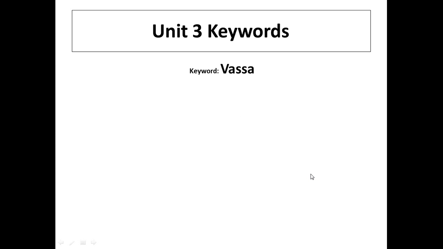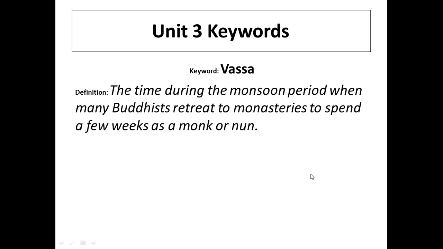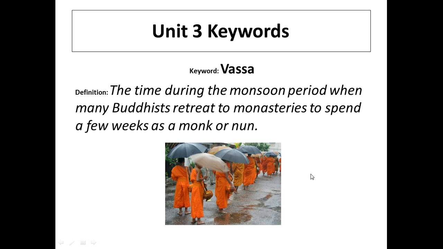Vasa. What is that? It is the time during the monsoon period, which is the rainy season in the Indian subcontinent, when Buddhists retreat to monasteries and spend a few weeks as a monk or nun. That's the exam board's definition, and there we've got some monks with umbrellas to remind you that Vasa means it's connected with the rainy season.